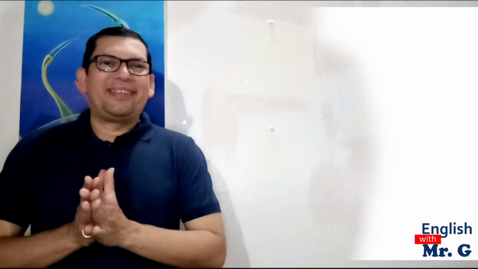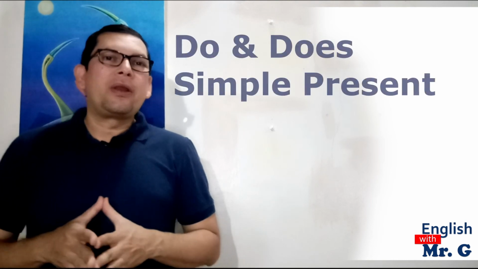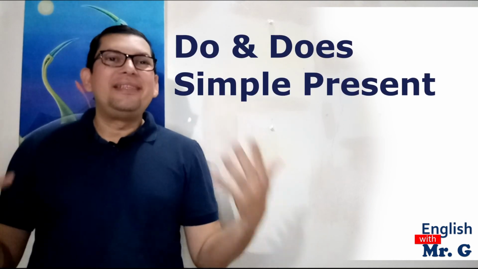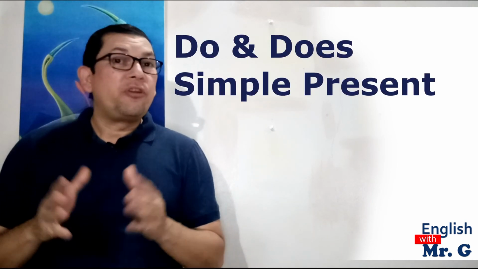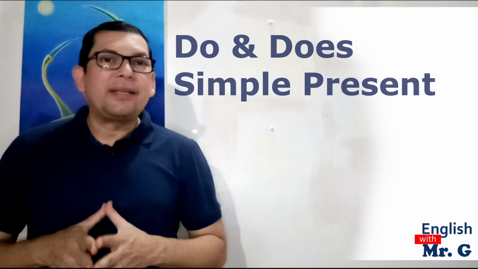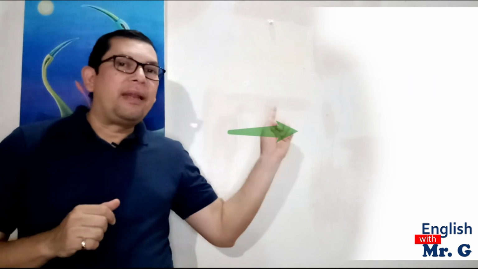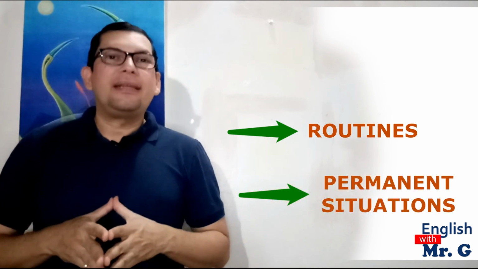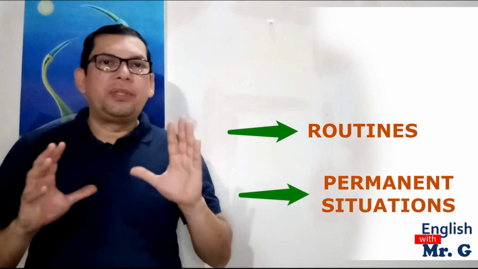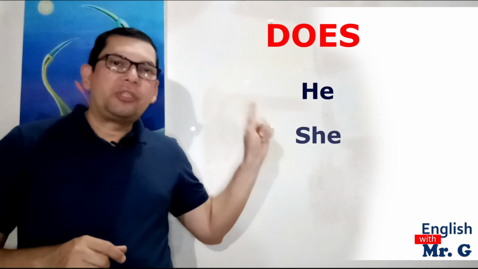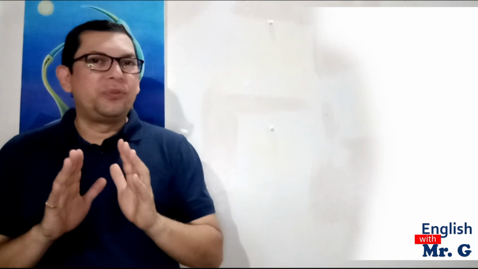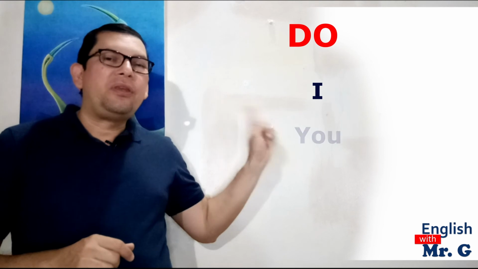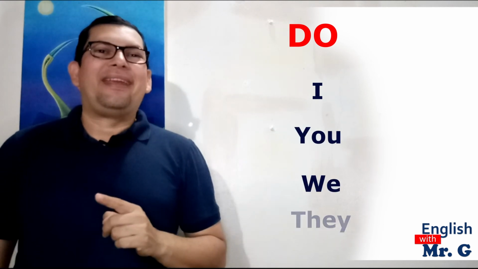All right, very good. Okay, so do and does in the simple present. Remember, we use do and does when we talk about daily routines and permanent situations in the simple present. We use does with he, she, and it, and we use do with I, you, we, and they.